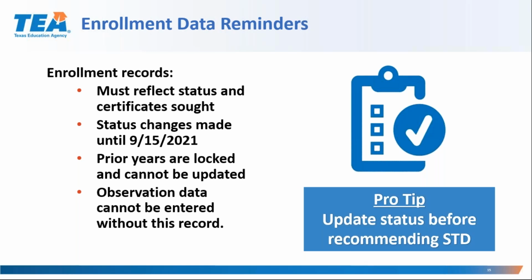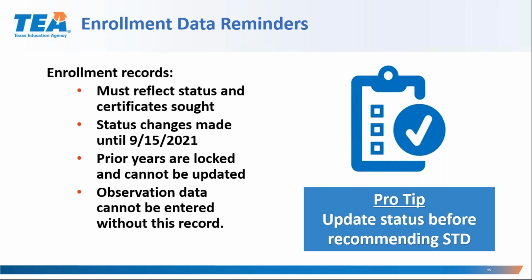To reinforce some key reminders for enrollment records, remember that the records for each candidate must reflect the enrollment status and all certificates sought by the candidate and must be accurate as of the end of the reporting year. Additionally, remember that ASEP locks after the reporting year closes, so data entered through any of the options in the ASEP menu cannot be updated after the close of the reporting year. Remember that what happens in 2020-2021 is reported in 2020-2021.